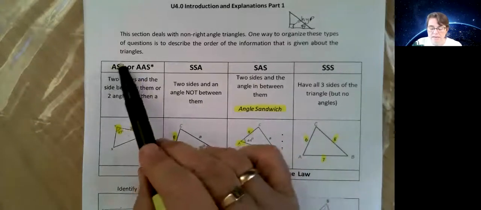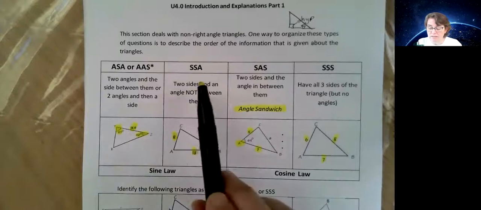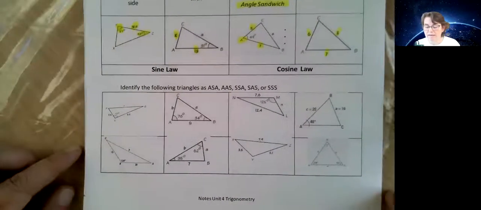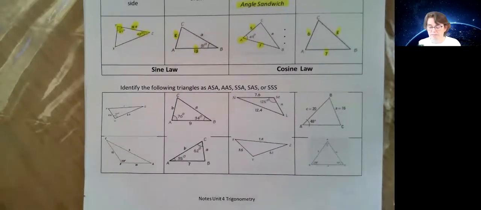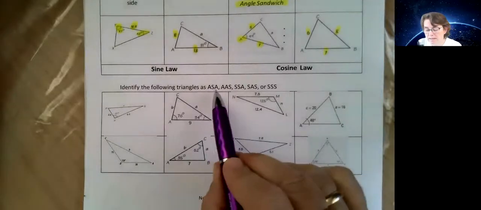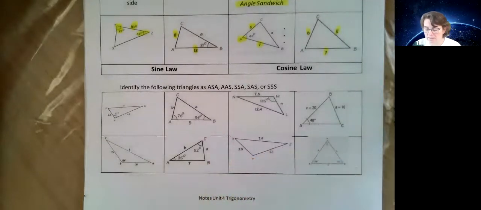So that is an ASA triangle. And these two options are for your sine law. The bottom part of this page is just some practice on being able to recognize these rules and whether they are angle side angle, angle angle side, side side angle, side angle side, or side side side.